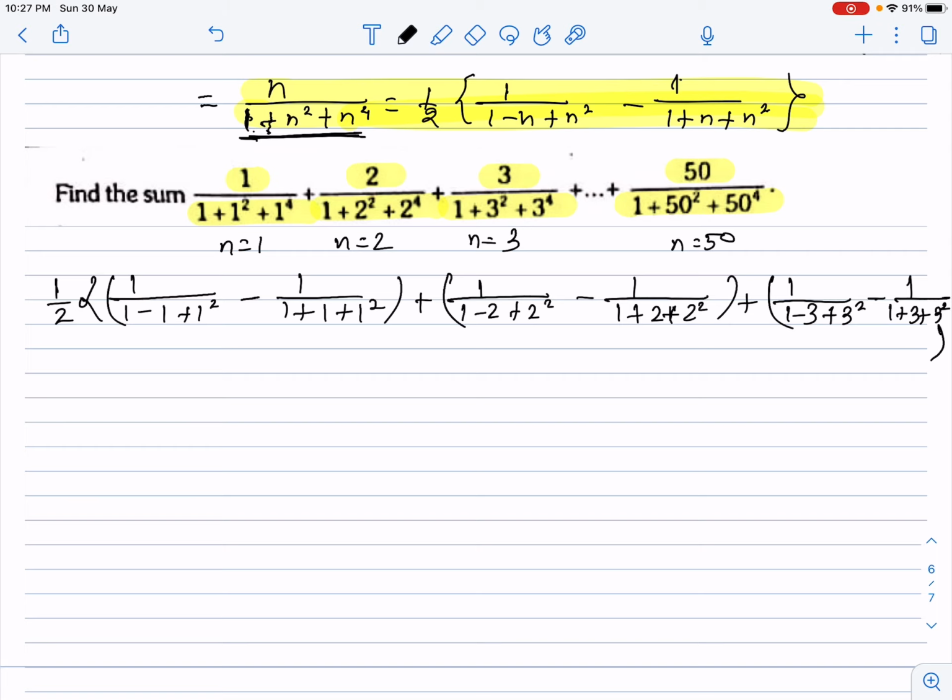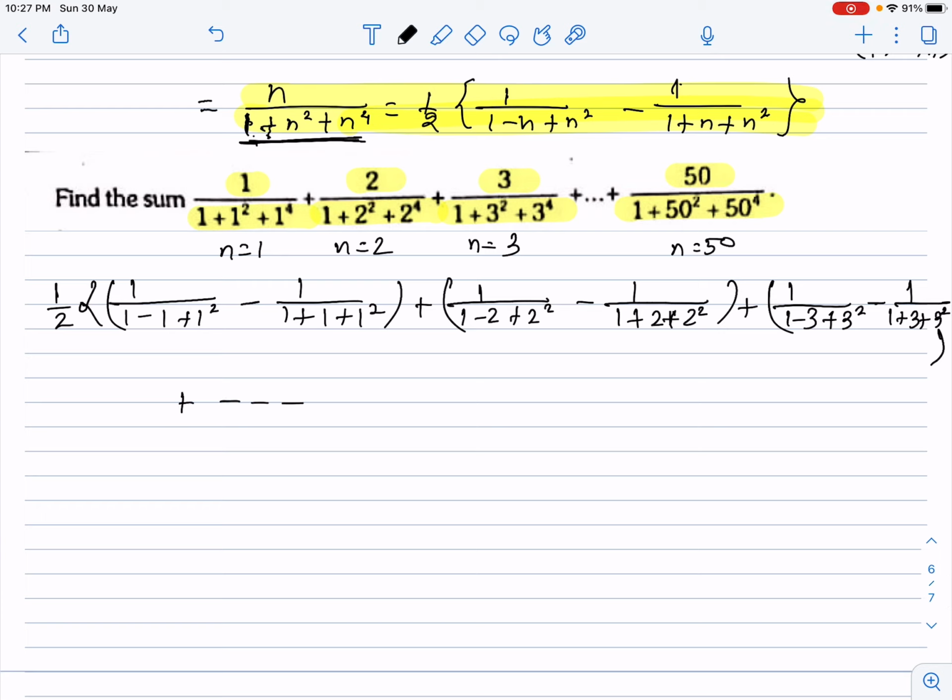Now my dear students, it would be going on till 50. And the 50th term would be written by me as 1 upon 1 minus 50 plus 50 square minus 1 divided by 1 plus 50 square. Very nice, sir. Now what would we be going to do, sir? Guys, we will simplify. Magically everything will be getting cancelled with one another.